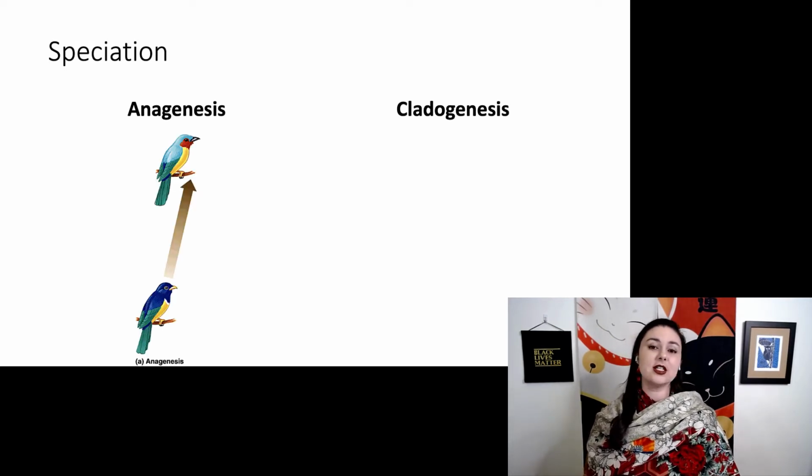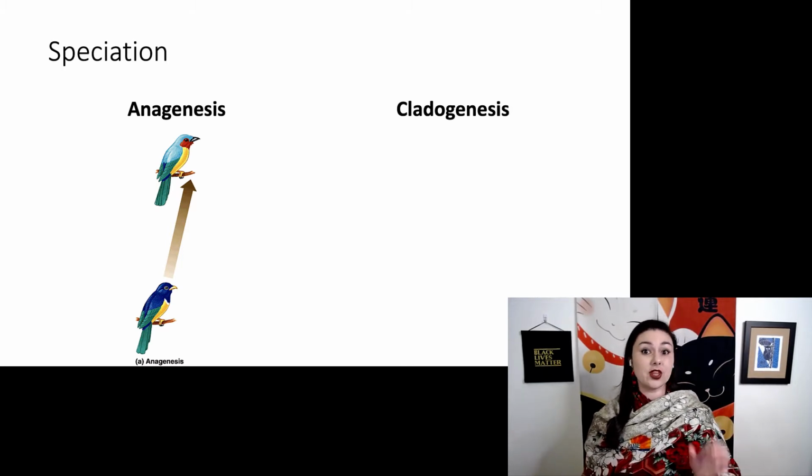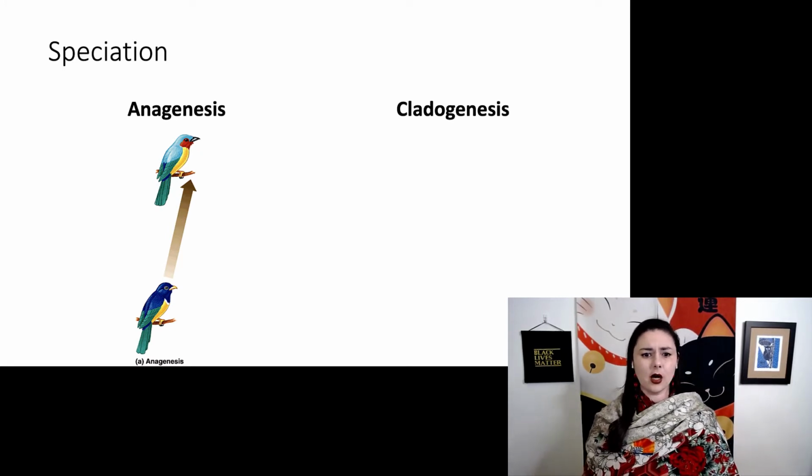Anagenesis is where we see the gradual transition from one species to the next. So this is within one population, and that population just turns into this different form. So you can see in this bird species here, much of the morphology is broadly similar. The feathers are about the same length, and we mostly see a difference in the coloration of this bird.